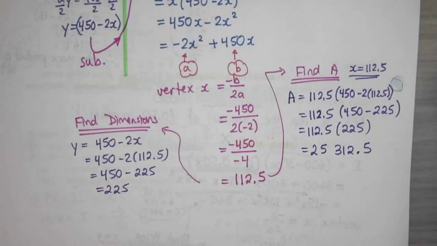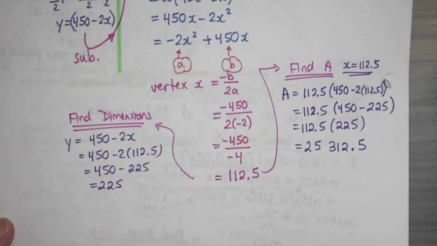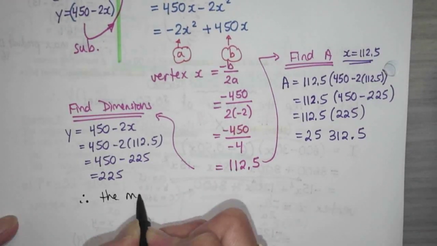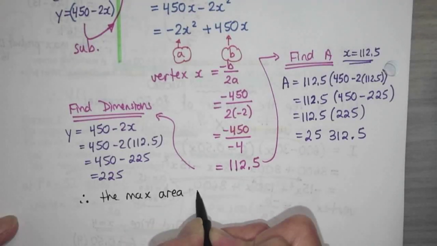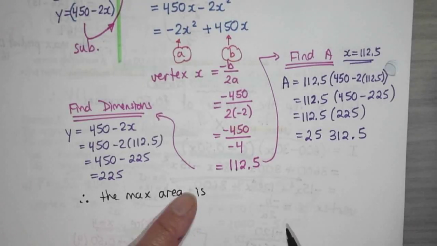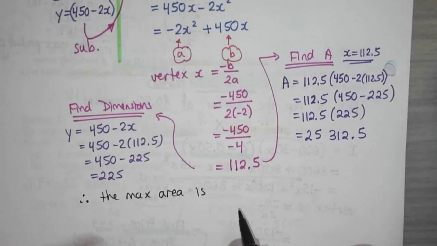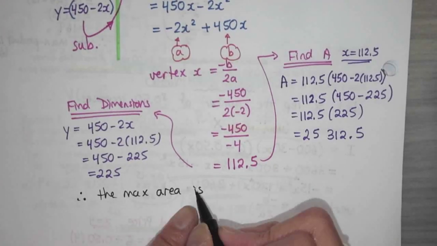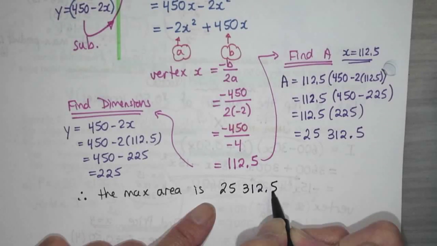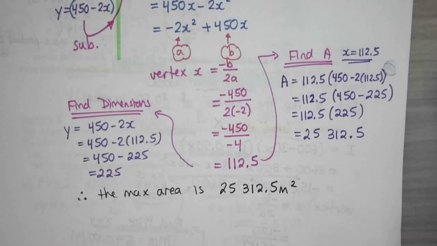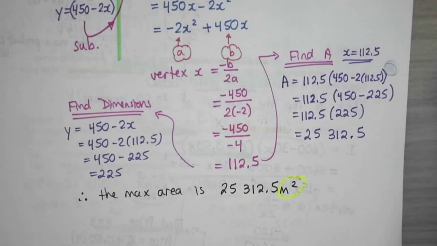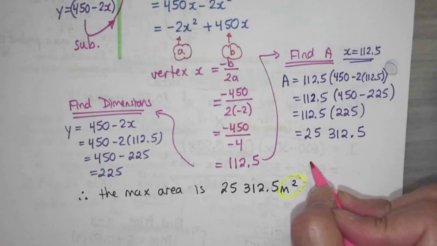Conclusion, please. Right? So don't lose any marks for not answering the question and also for not doing a conclusion. So therefore, the max area is, you can short form a word a little bit, but I don't want you to put equals on your answer, right? I want a sentence answer, not an equation, right? So max area is 25,312.5 meters squared. Don't forget your meters squared. Okay, I'm going to star that.